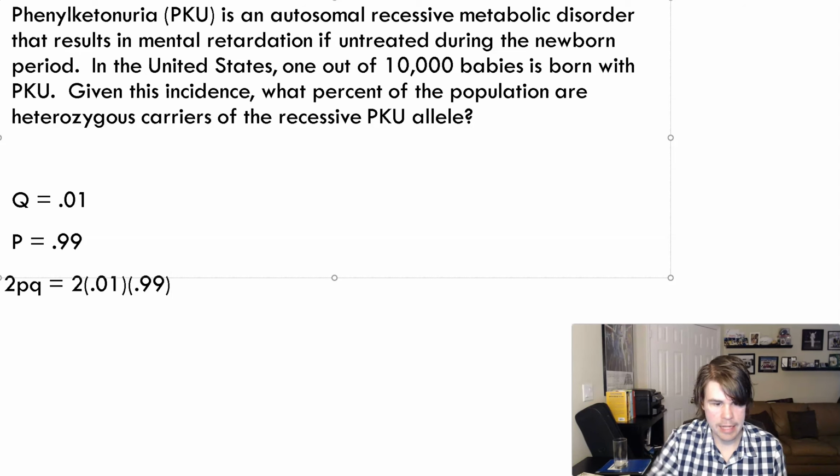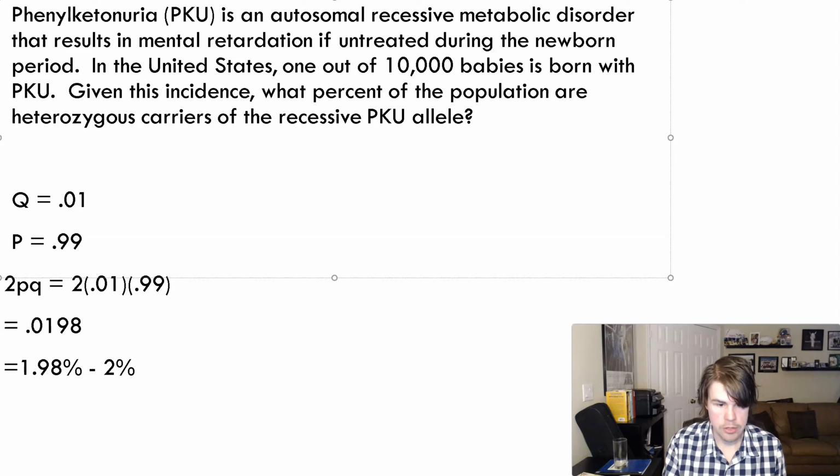And what does that equal? Well, obviously you're going to be able to use a calculator with this, but 2 times 0.01 times 0.99 equals 0.0198. You can round that up to 2% roughly, or 1.98%, and then you can round that up if you want to, to 2%. So roughly 2% of the population is a carrier for this, roughly 2%.